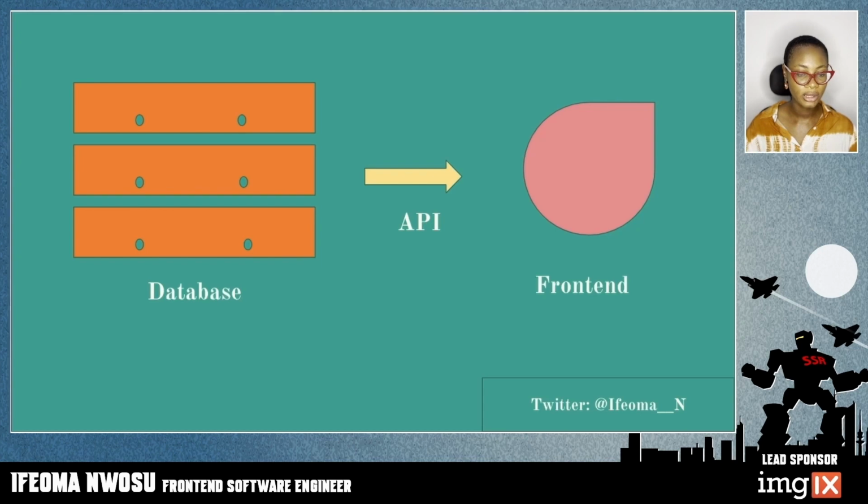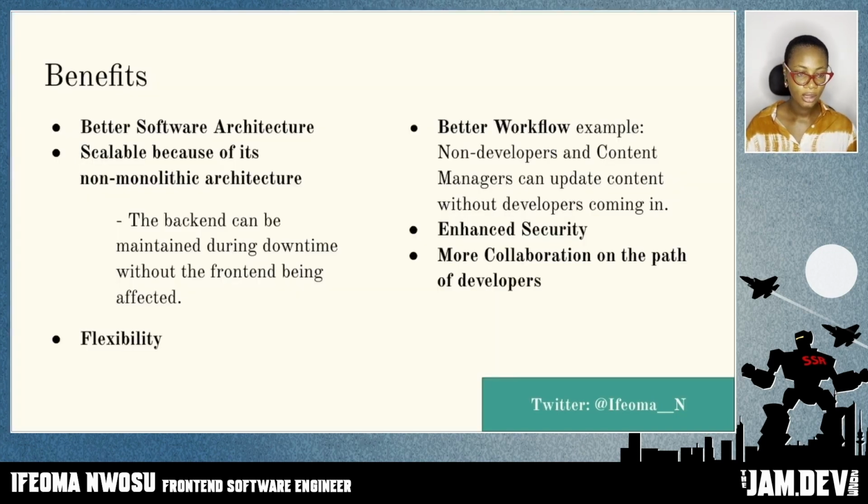Workflow became really easier, and here I have an illustration of the database and the API just being served to the front end, all of them being independent, but the API data gotten from API being served to the front end. Well, the benefit of making use of headless CMS and JAMStack is that it provides a better software architecture, and it's scalable because of its non-monolithic architecture.